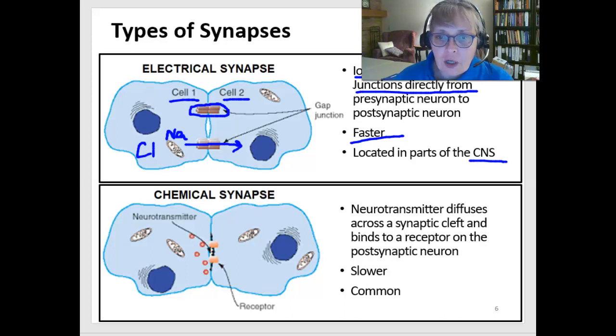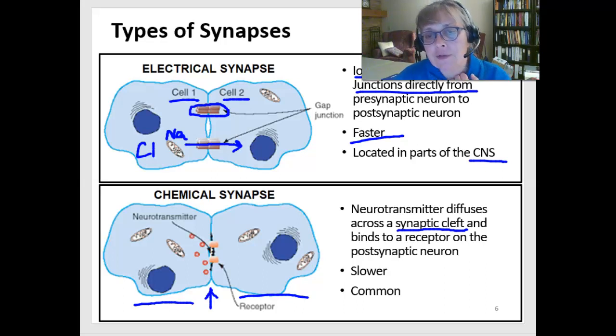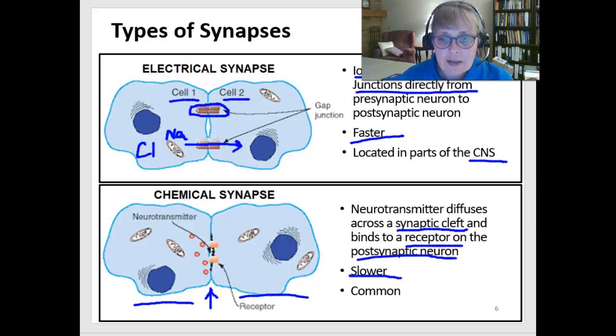Alternatively, in the chemical synapse between a presynaptic cell here and a postsynaptic cell, there's a cleft located in between. So the cleft is a space, and a neurotransmitter or a chemical has to be released into the cleft from the presynaptic cell. Then it diffuses across the cleft and binds to a receptor on the postsynaptic neuron. This is a slower process because it takes time for the diffusion to occur, but it's very common, and there are advantages of electrical synapse and chemical synapse, which I'll talk about.